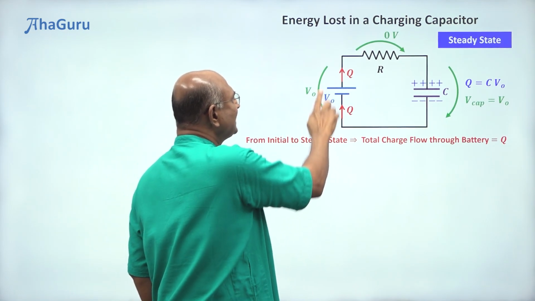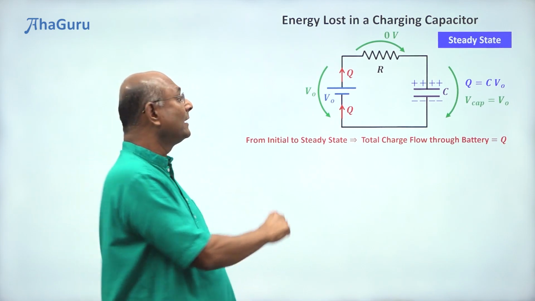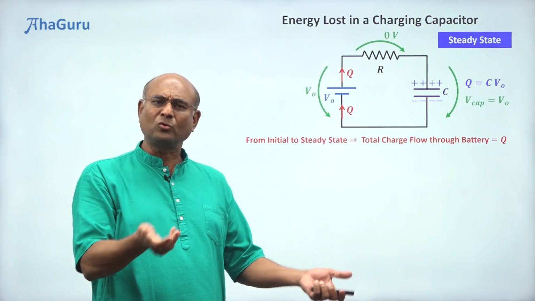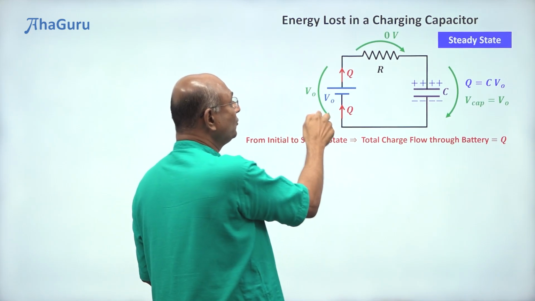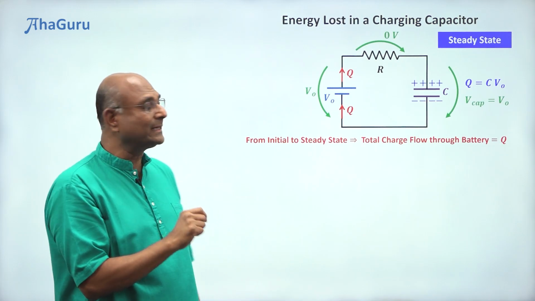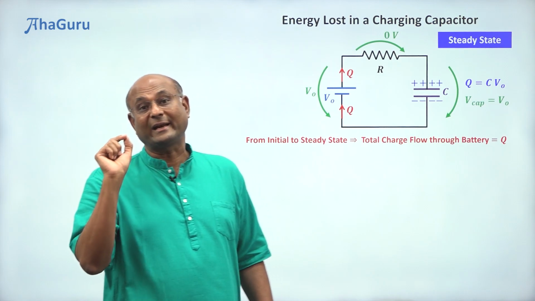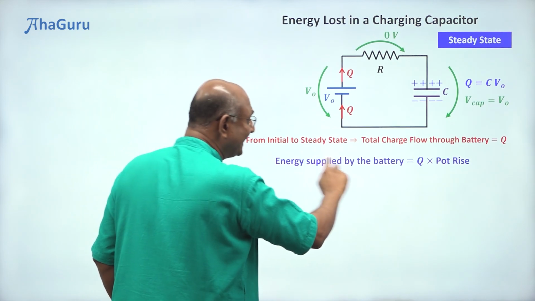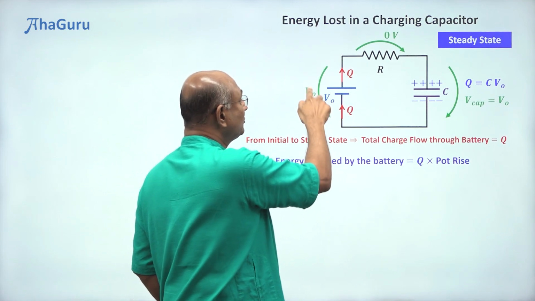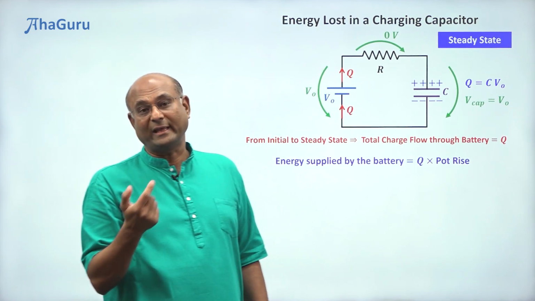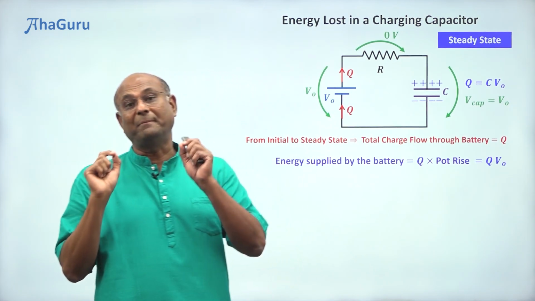And once you know how much charge flows through a circuit element, then you can find the energy supplied by that circuit element or to that circuit element. When you want the energy supplied to that circuit element, we will say Q times potential drop from entry to exit. When we want the energy supplied by that circuit element, then we'll say Q times potential rise. Here we want the energy supplied by the battery, so it is Q times potential rise from entry to exit, from the bottom to the top. Well, the potential rise is equal to the EMF, so Q times V0. So that is the energy supplied by the battery.